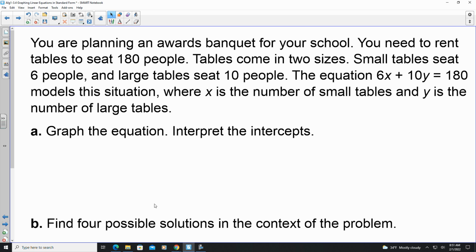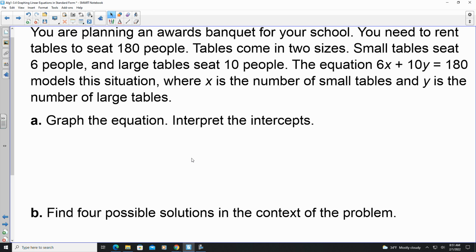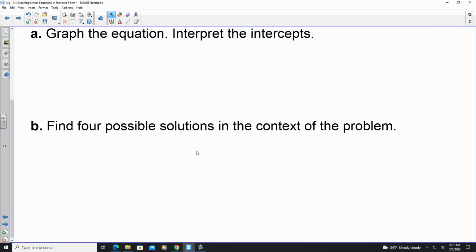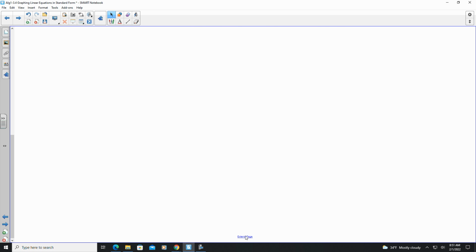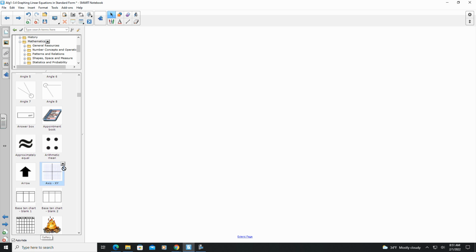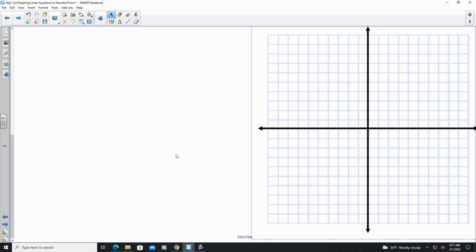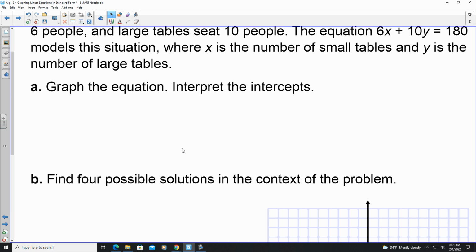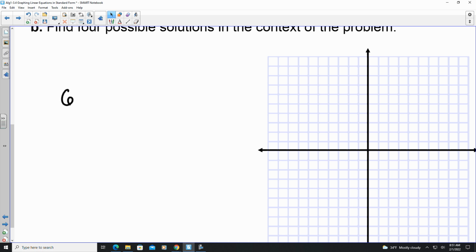So in this particular example, they want us to graph the equation and then interpret the intercepts. So we'll go down here. Here's my graph, and they had it as 6x plus 10y is equal to 180. So let's find the x-intercept. I'm just setting y equal to 0 in this case.